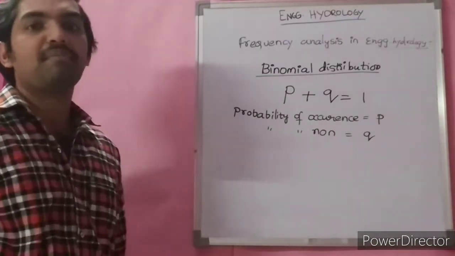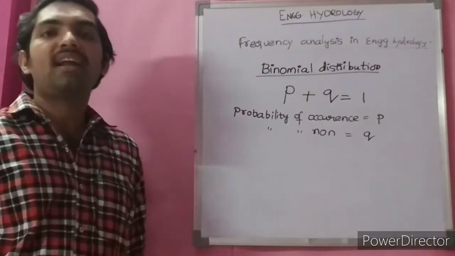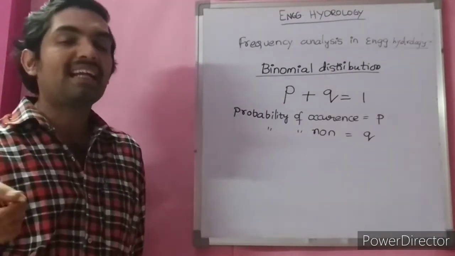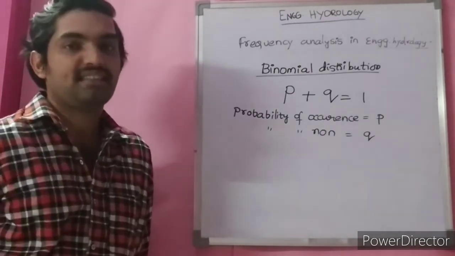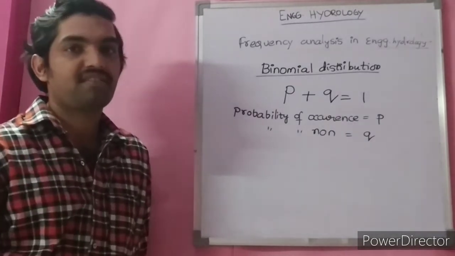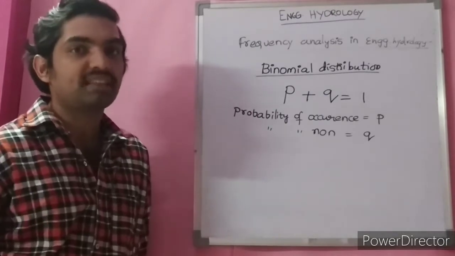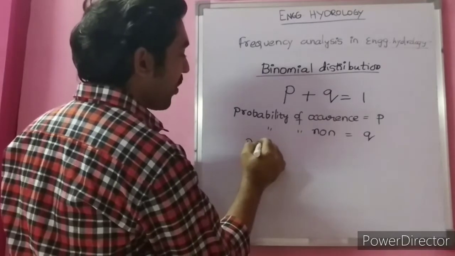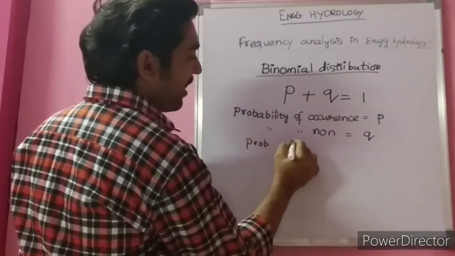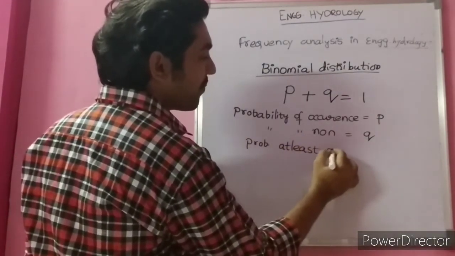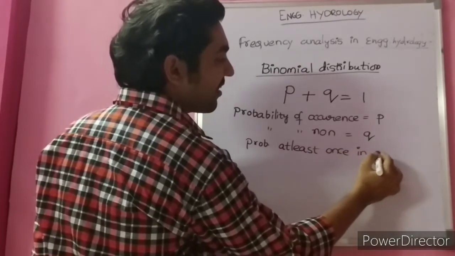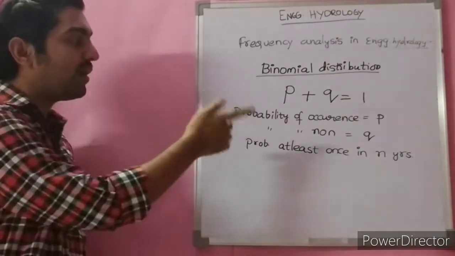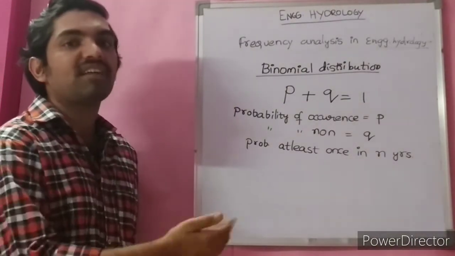But in questions, in maximum questions in the GATE exam or IAS exam, what do they give? What is the probability that the flood will occur at least once in 10 years? At least once in 10 years. So to solve such type of questions, let us say the probability of a flood to occur at least once in n years. How do you find the probability of occurrence of a flood at least once in n years?